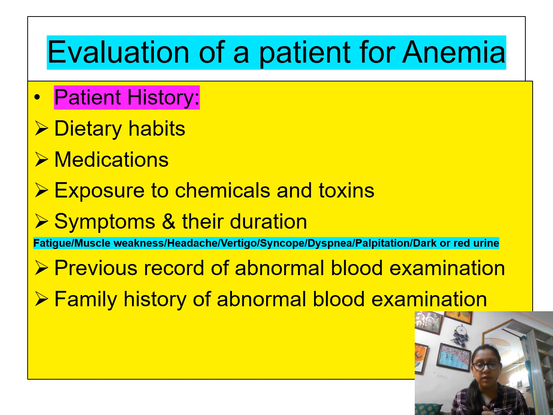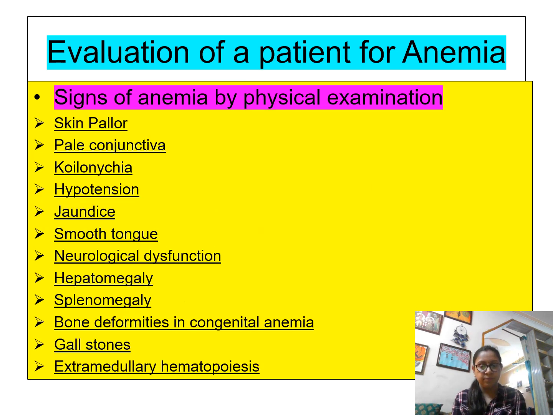Fatigue है, muscle weakness है, headache, vertigo, syncope, dyspnea, palpitation, change in color of the urine. They say urine is becoming dark or red in color. The previous record of any abnormal blood examination, family history of abnormal blood examination. So these were the symptoms which will be told by your patient.